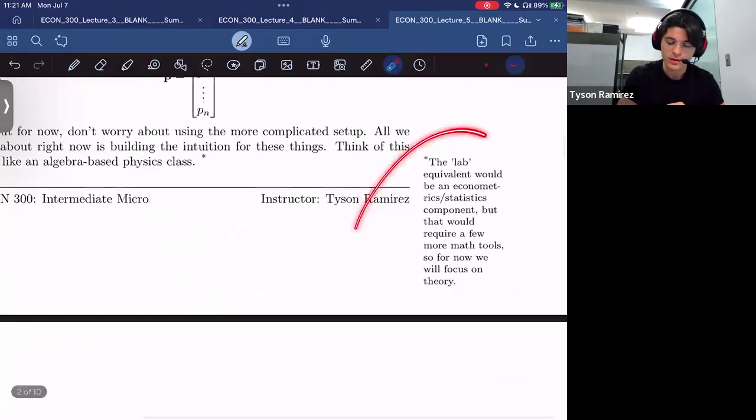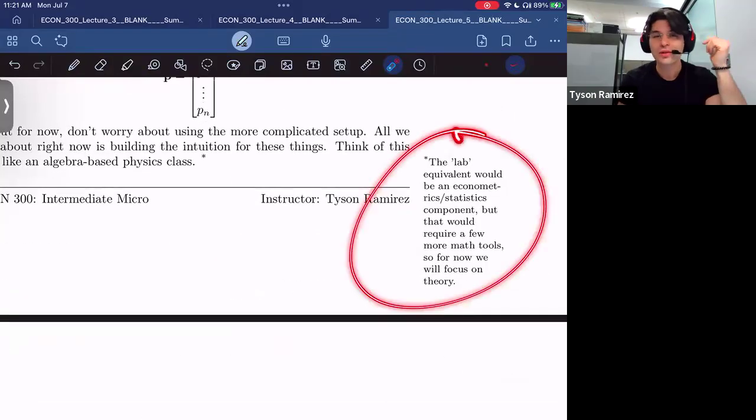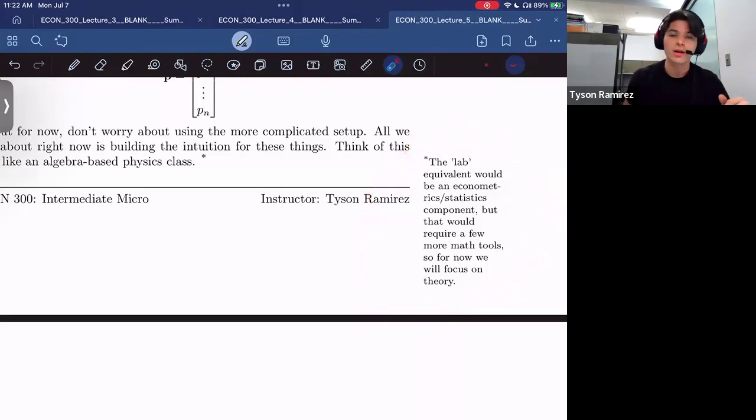And then I have a little side note here that the lab equivalent would be an econometrics or a statistics component. But unfortunately, given our time constraint and given that this is just a theory class, we can't get into this right now. So if you want to see how to test these things, then take more econometrics classes, take statistics classes, specifically causal inference statistics classes, and that will give you some insight on how research and verifying these theories is actually done. But right now, we just care about the theory.